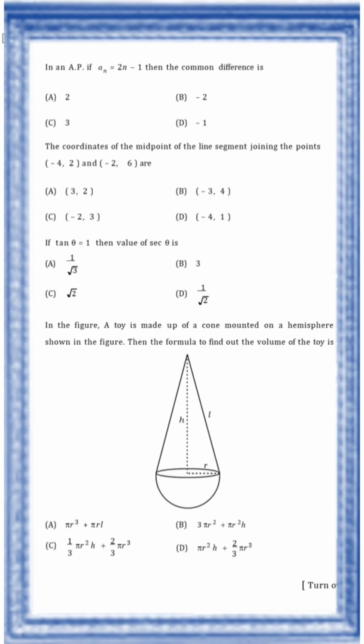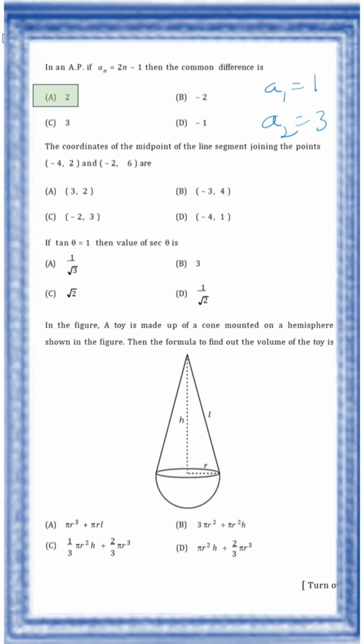In an AP, if an is equal to 2n minus 1, then the common difference is; 4 options are given. We have to find which one is correct. Here we have to find a1 and a2, then subtract a1 from a2. Here a1: put 1 instead of n, 2 into 1 minus 1. What is it? 1. So a1 is equal to 1. a2: put 2 instead of n, 2 into 2, 4, 4 minus 1. This is 3. So 3 minus 1, it is 2. Option A is correct.